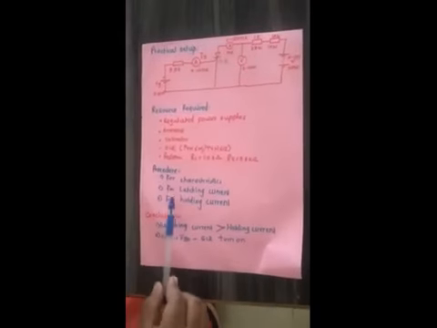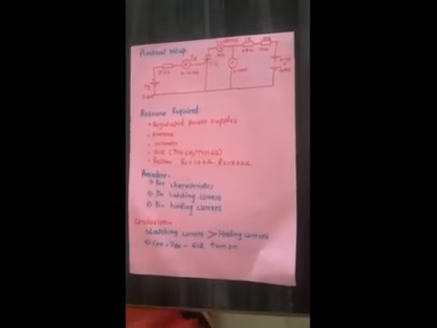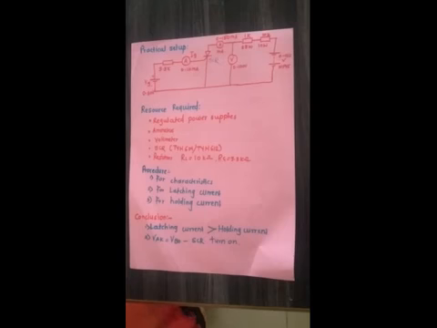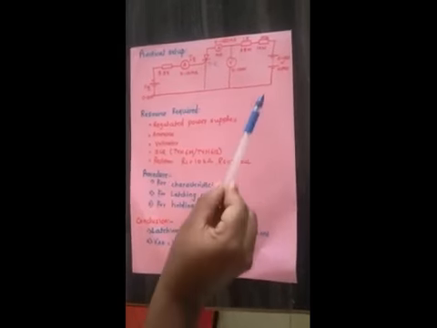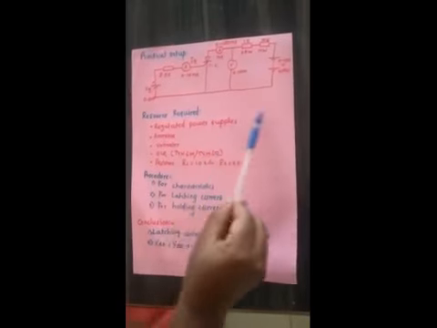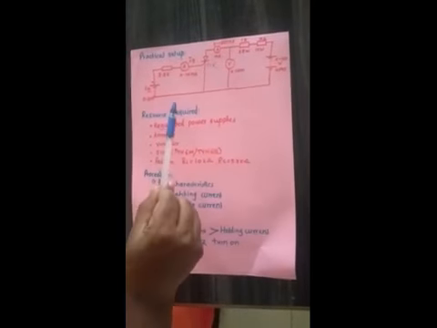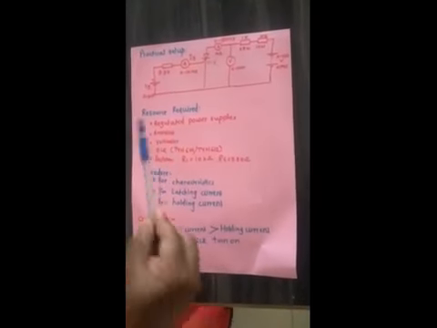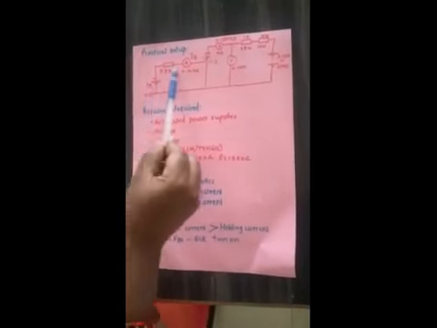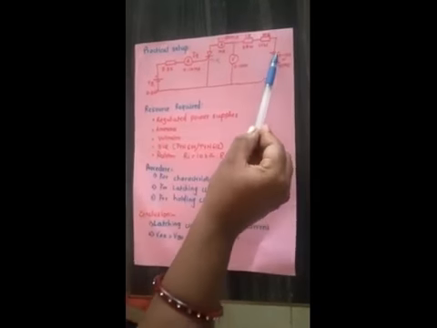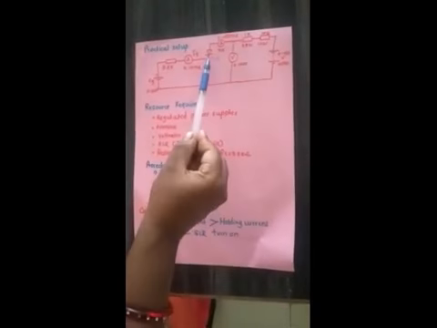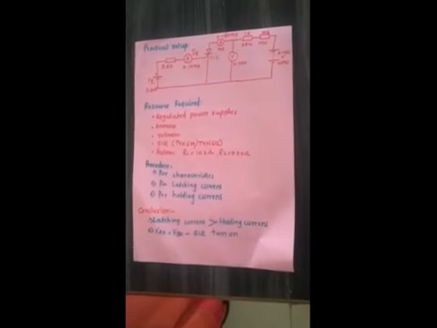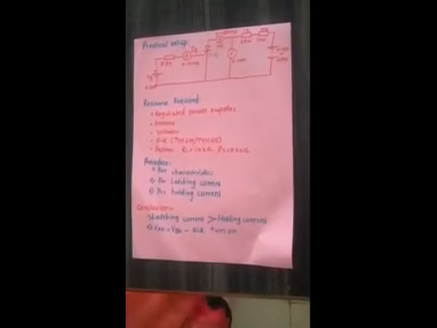Now see the procedure. What is the procedure for the characteristics? First of all, for drawing the characteristics, connect all the devices as shown in the circuit diagram. After that, switch on the power supply and apply the gate pulse to the SCR. After that, increase the anode to cathode voltage step by step, up to where your SCR goes into on condition. This is the normal procedure.